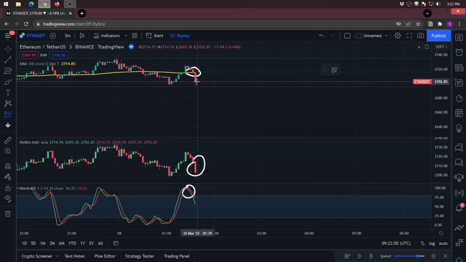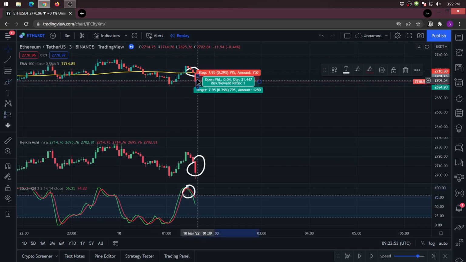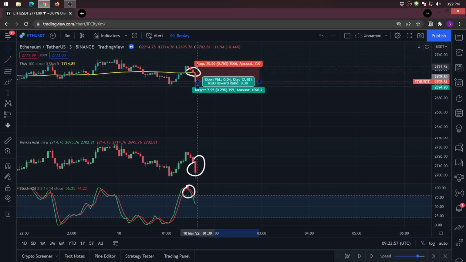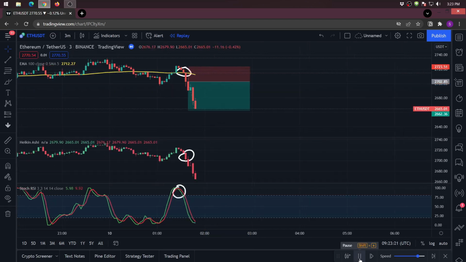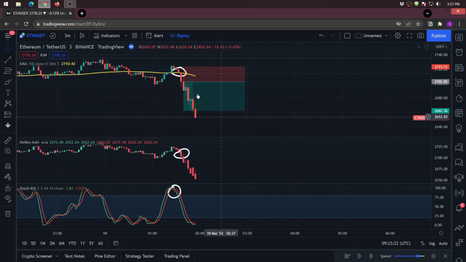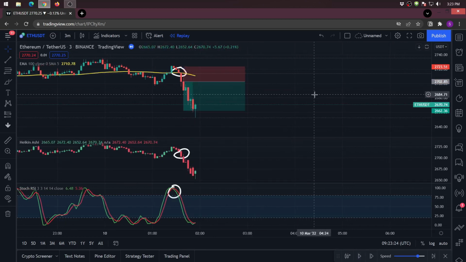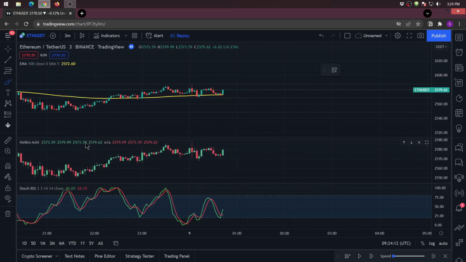So we just take a short position here, and the stop loss will be the last swing high, and the profit target will be 1.5%. So if I see, you can see the price successfully hit our target, and it counts as another successful trade. So let's see another example.